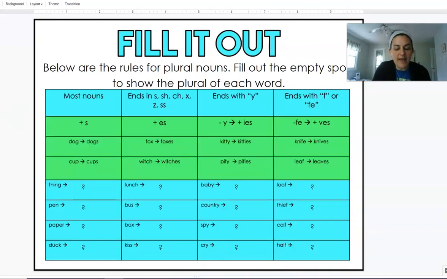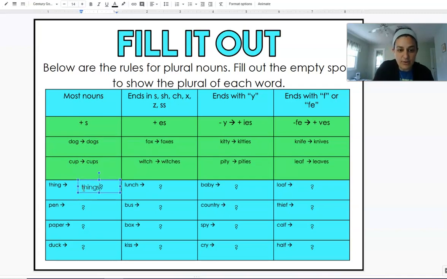Okay. Now, the next one talks a little bit about some of the spelling rules that we have to think about when we are changing a word from singular to plural. So I'm going to have you just direct your eyes to this column here. It says that for most nouns, if you're changing it from singular to plural, you would just add an S. For example, when you're turning one dog into many dogs, you would just add an S onto the end and make dog into dogs. Same thing with cup turns into cups. Same thing with thing turns into things. Pen turns into pens. Paper turns into papers. All I'm doing is just rewriting the singular word of duck and adding an S to make it into ducks.